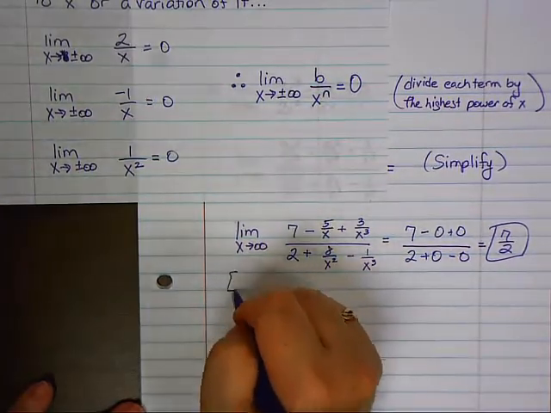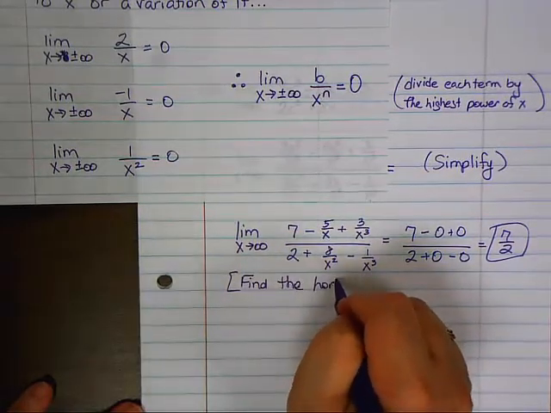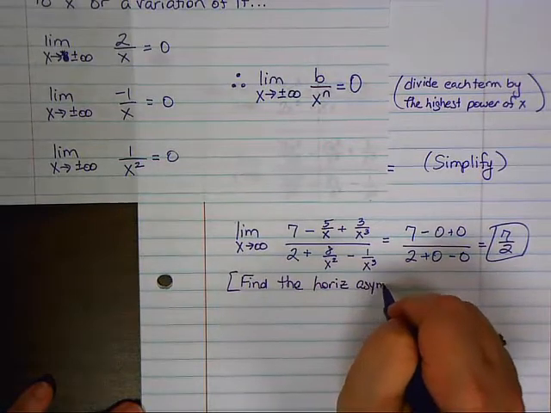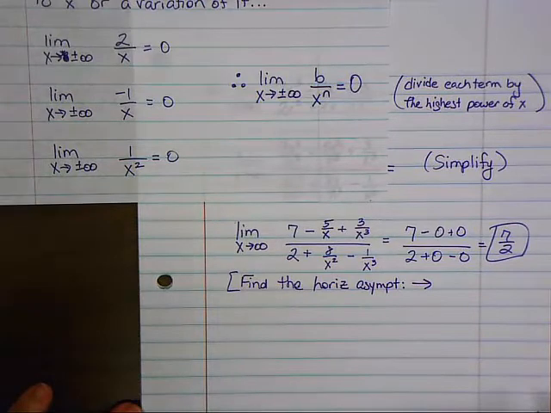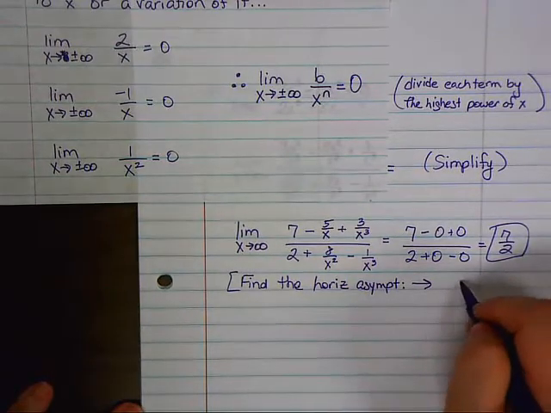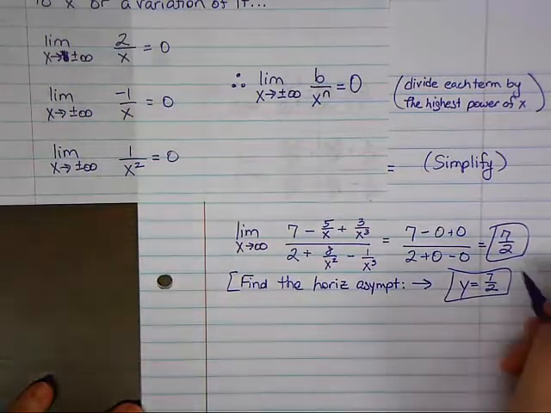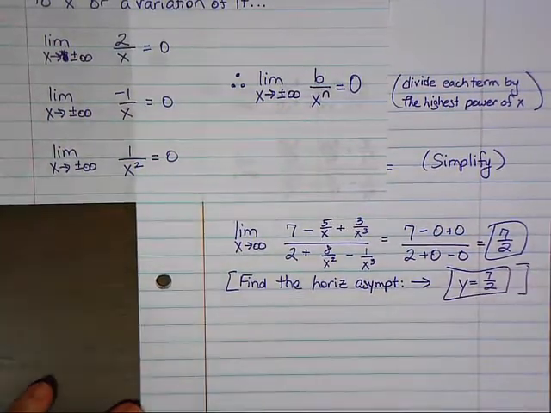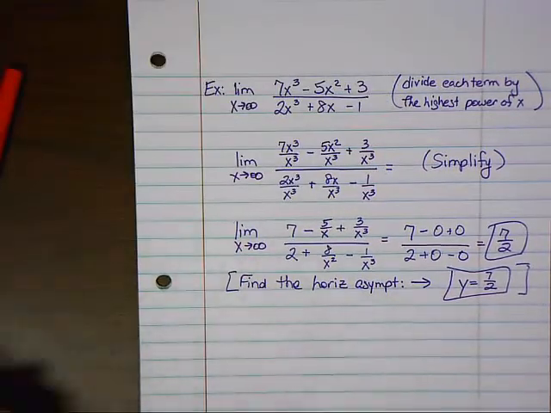So if I asked you to find the horizontal asymptote, what would I write? What did I tell you? If you get a number answer, that's where the horizontal asymptote is. So I write y equals 7/2. Exactly. You just found the horizontal asymptote. Any questions on that one?